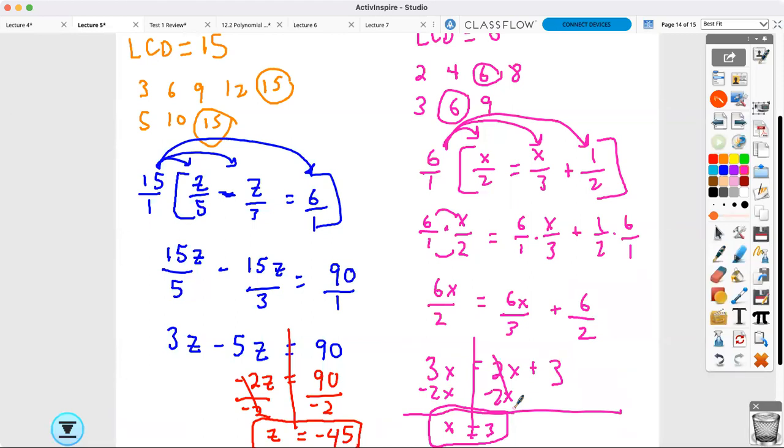Any questions on LCD or distributing the LCD or simplifying? Any questions whatsoever?